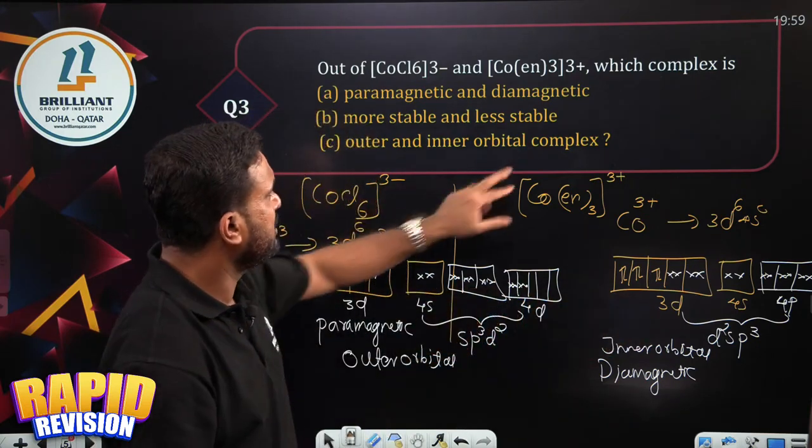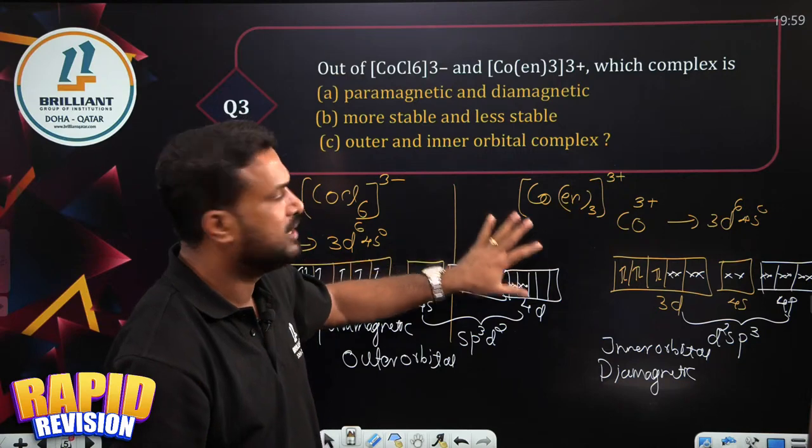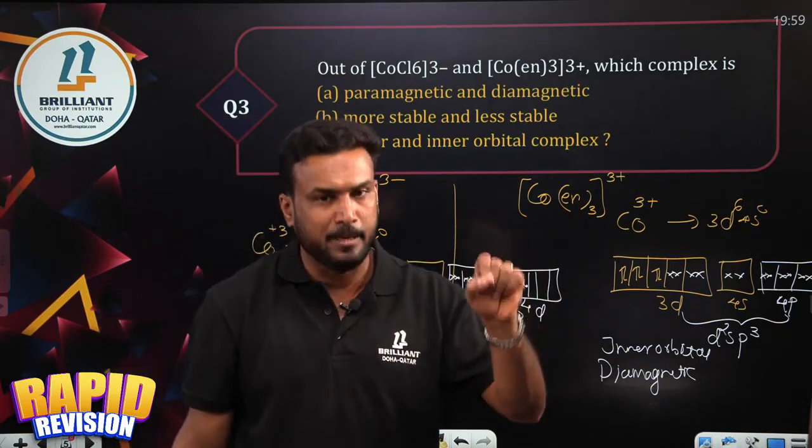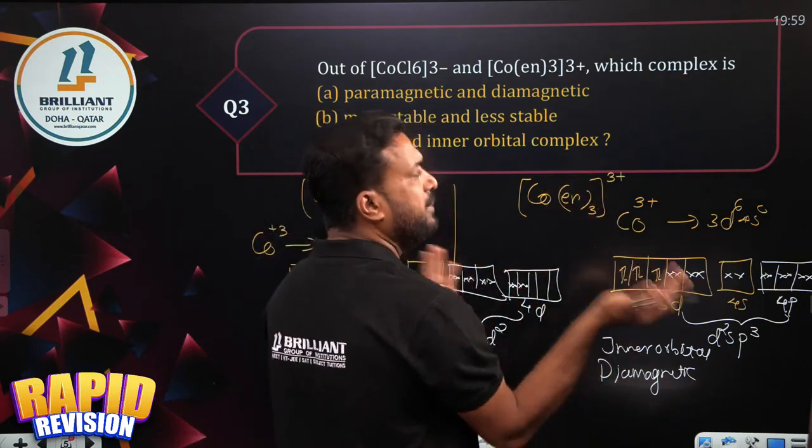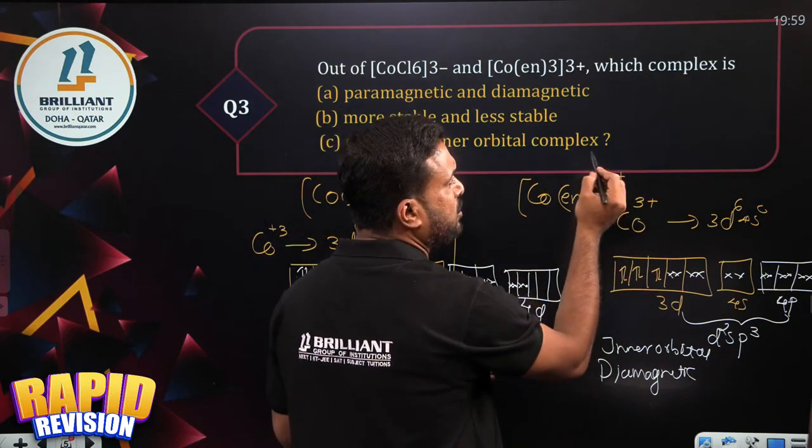Based on that, en is a strong field ligand, so pairing up will take place. So that order you need to keep in mind, or else you have to keep in mind at least which all are strong. Remaining all are weak, that you can keep in mind. So which all are strong?